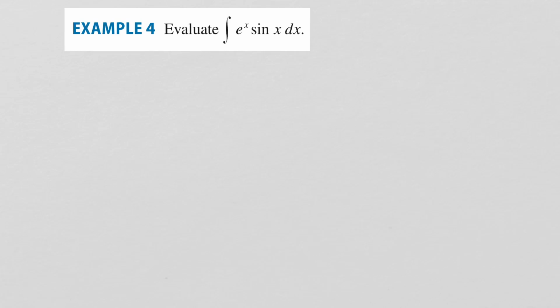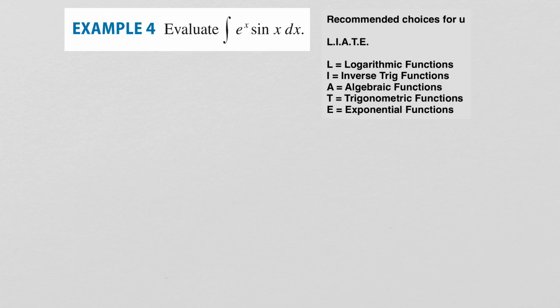In our next example, we have the antiderivative of e to the x times sine of x. Let's go ahead and remember our priorities in terms of what to let u be equal to. So in this problem, we have an exponential function here, and we have a trigonometric function here. And we can see on our list that trigonometric functions have a slightly higher priority than exponential functions. So I'm going to start here by letting u be equal to sine of x. And then dv will be whatever's left, which is e to the x times dx.